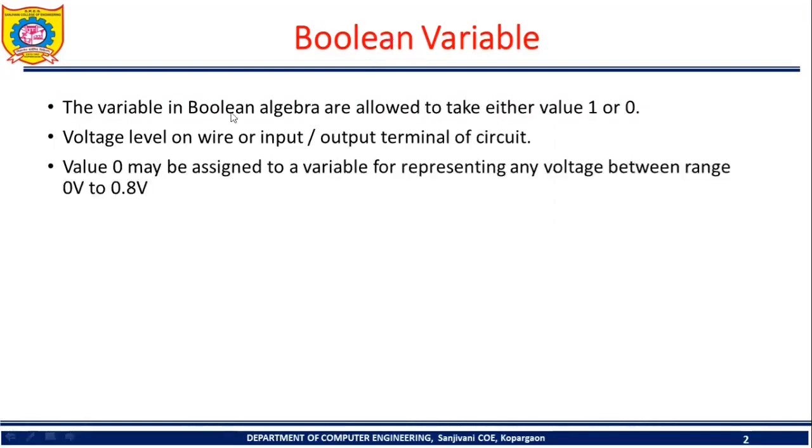Now, this Boolean variable can take value 0 when? Value 0 may be assigned to a Boolean variable for representing any voltage between the range 0 volt to 0.8 volt. I told you that in case of digital circuit, logic 0 is represented by this voltage range. Logic 1 is represented by the voltage range plus 2 volt to plus 5 volt.